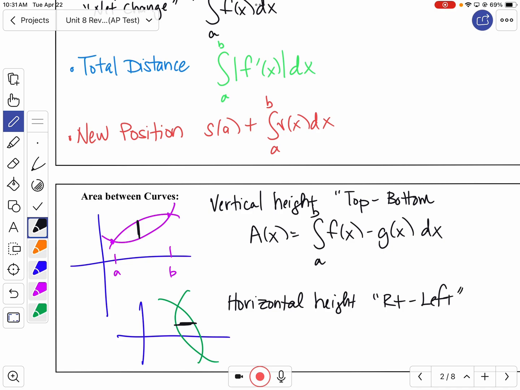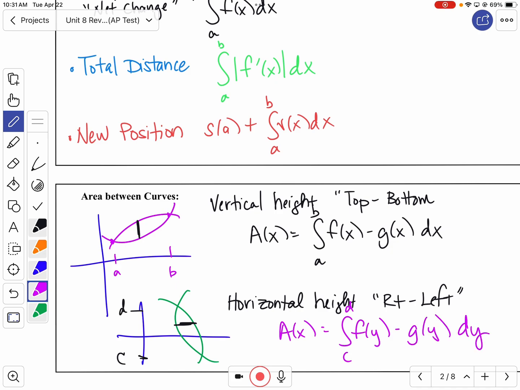So we just subtract top minus bottom. And if I have a horizontal height, we would do right minus left. So if they intersect from c to d, I would get the integral from c to d of f of y minus g of y dy. So everything comes from the y-axis if it's horizontal.